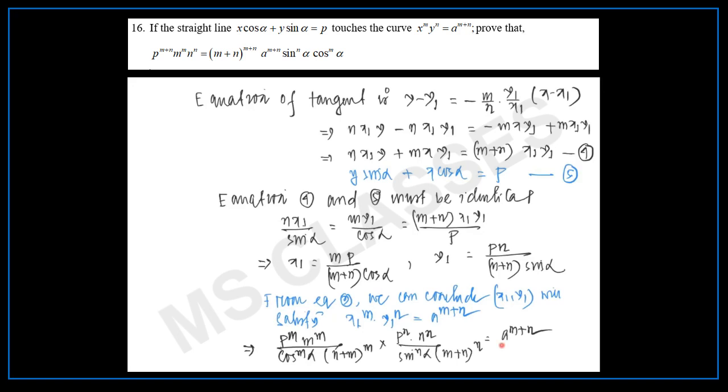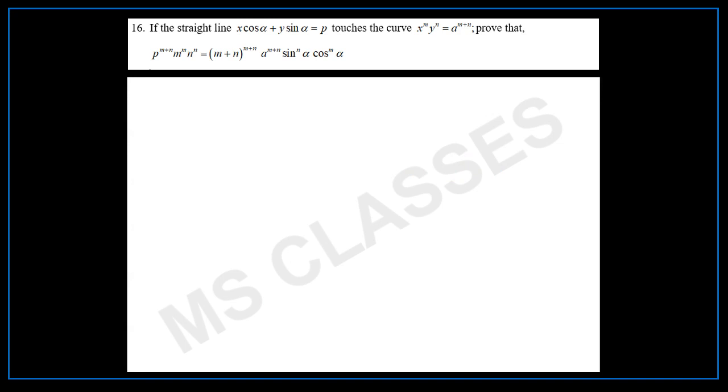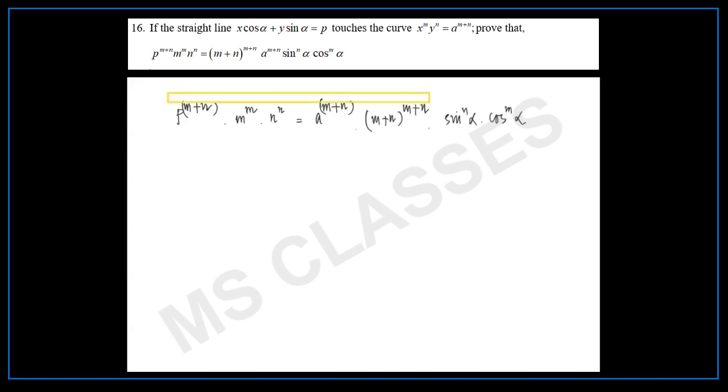Now, if we cross multiply this, we get the simplified form as p to the power of m plus n into m to the power of m into n to the power of n equal to a to the power of m plus n into (m plus n) to the power of m plus n into sin to the power of n alpha into cos to the power of m alpha. Okay, so this is the required condition.